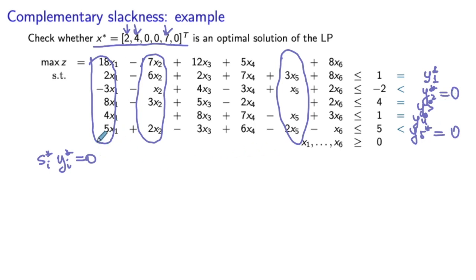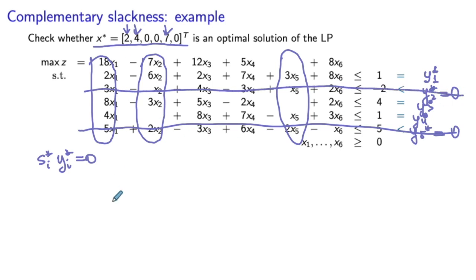Therefore, when we formulate the binding dual constraints, we can cross out these two rows because we know that yi star is equal to 0 here, so these yi stars will not contribute anything to our binding constraints. So what remains for our binding constraints is going to be 2 y1 star, plus 8 y3 star, plus 4 y4 star, and this must be equal to 18.